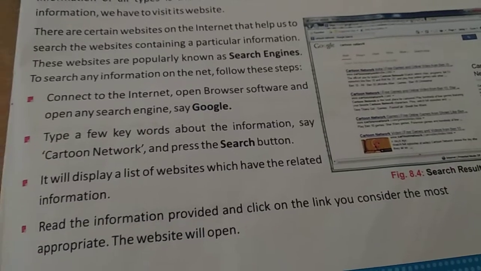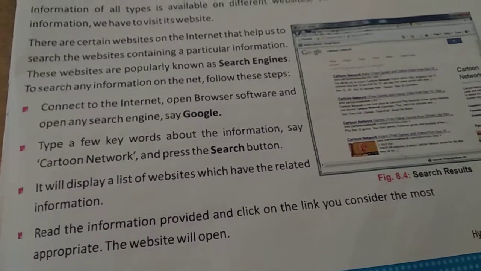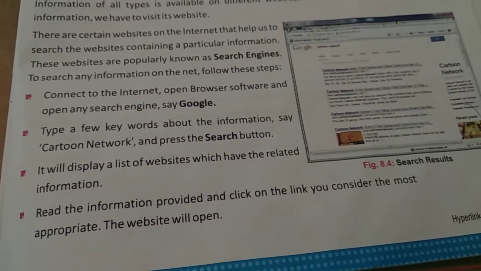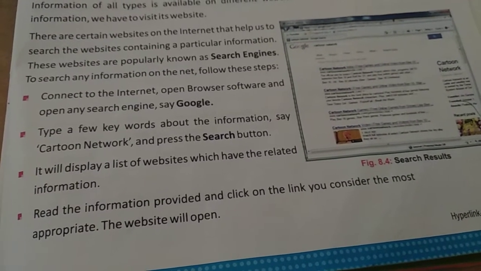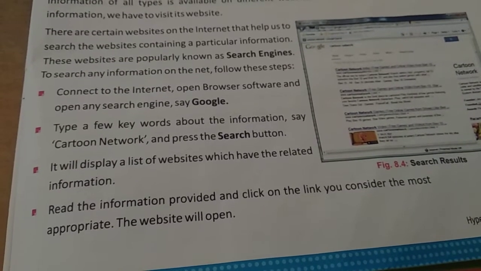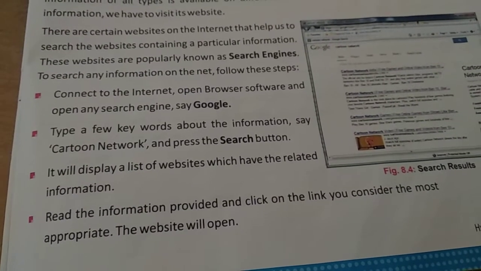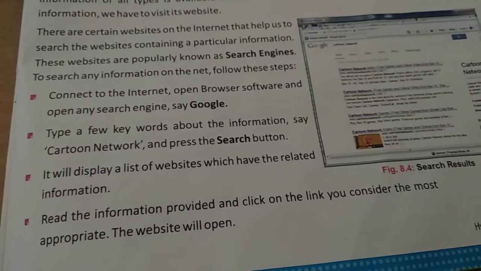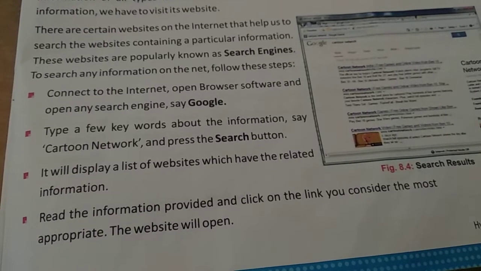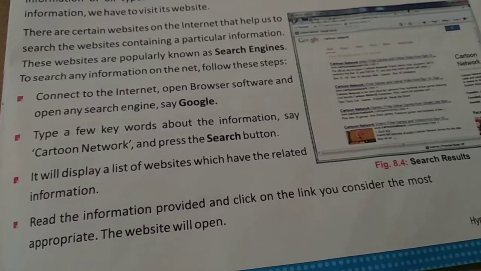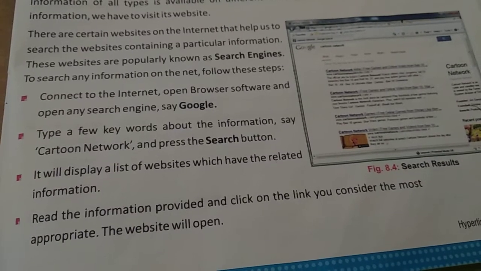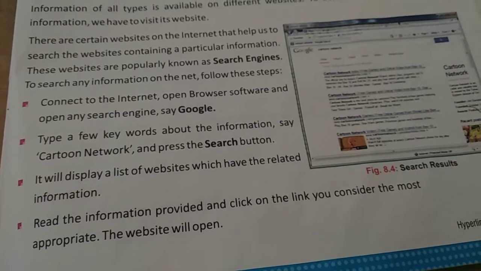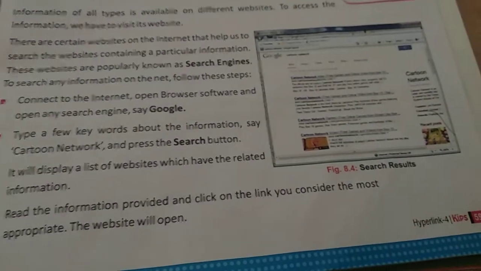Then Google is the search engine. In Google you will type what? Cartoon Network. It will display a list of websites which have the related information. As soon as you click enter on search, you will get various links and hyperlinks that will take you to another page. It will display a list of websites which have the related information. Read the information provided and click on the link you consider the most appropriate. The website will open. I will show you this practically.